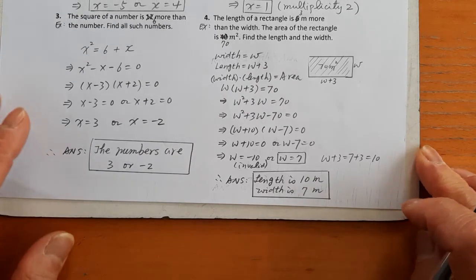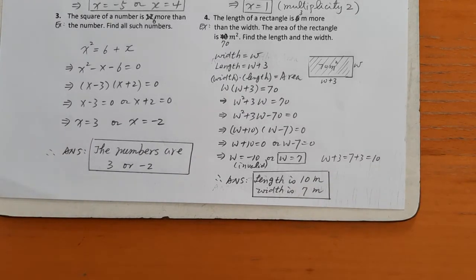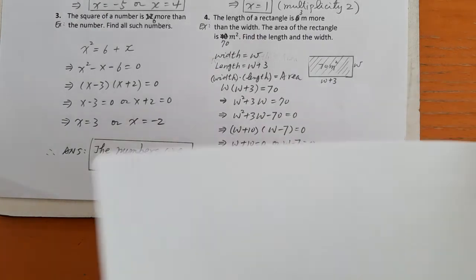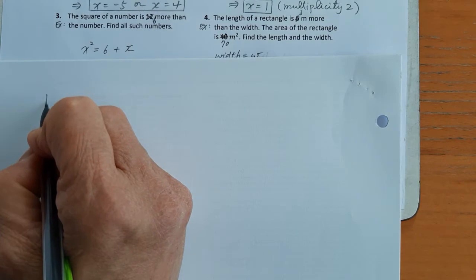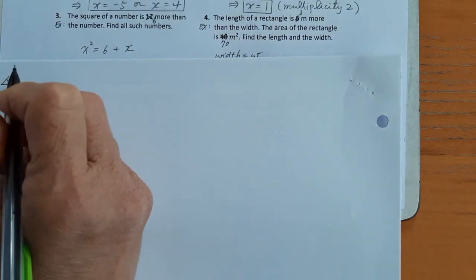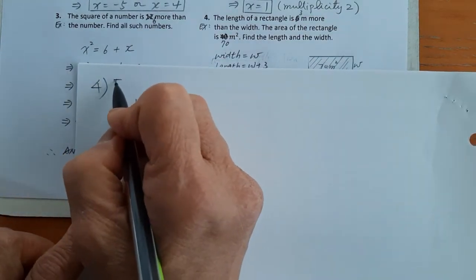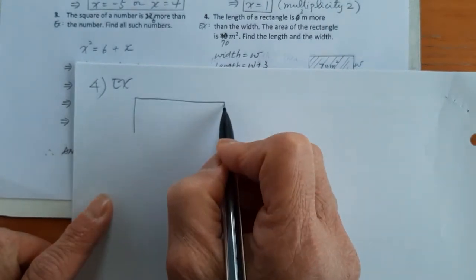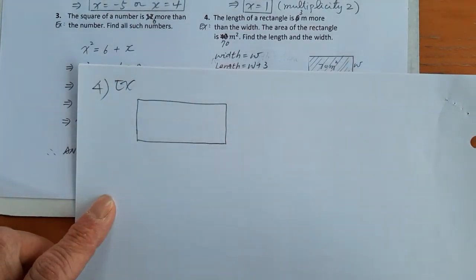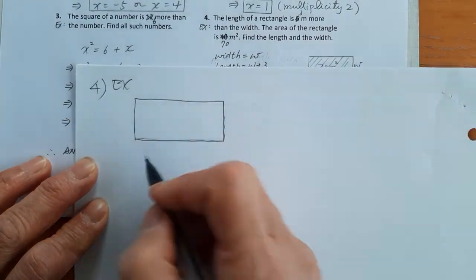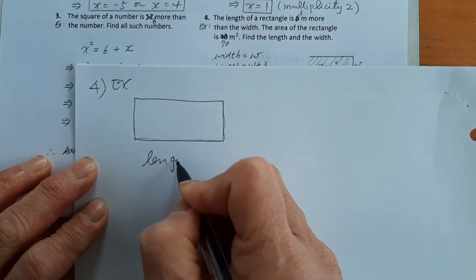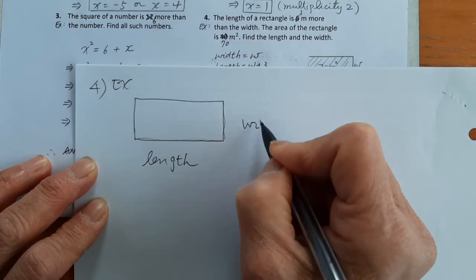Question 4, a word problem again. The length of a rectangle. So we draw a rectangle. This longer side we call the length. The shorter side we call the width.